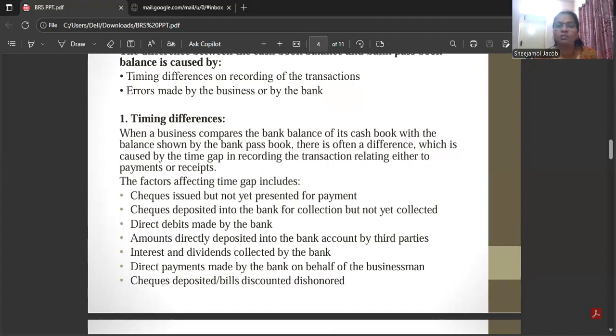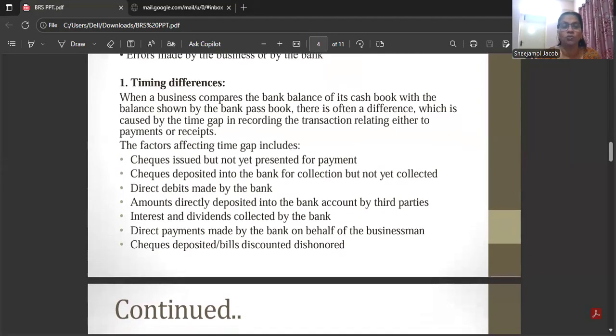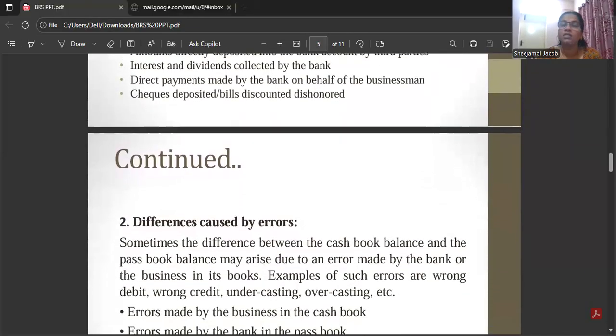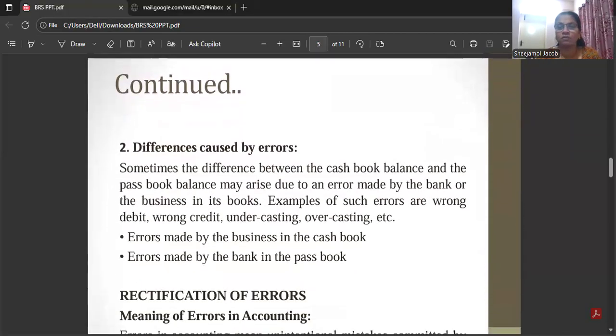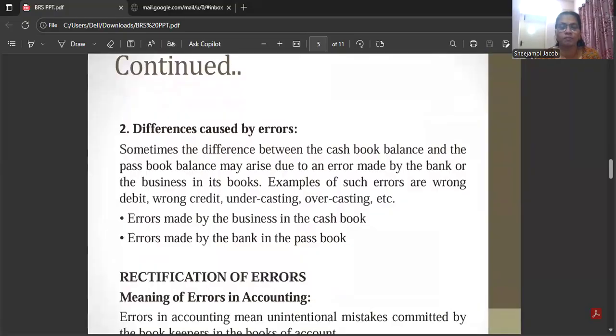Then there are direct debits by the bank, amounts directly deposited into the bank account by third parties, interest and dividend collected by the bank, direct payments made by the bank on behalf of the businessman, cheques deposited, and bills discounted, dishonoured. These are the timing differences between the balance of the cash book and the bank passbook.